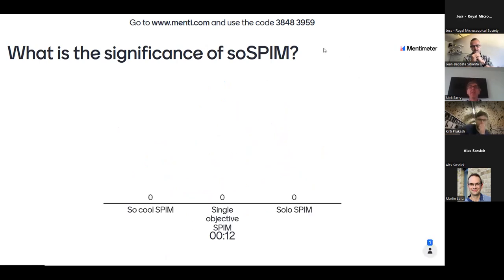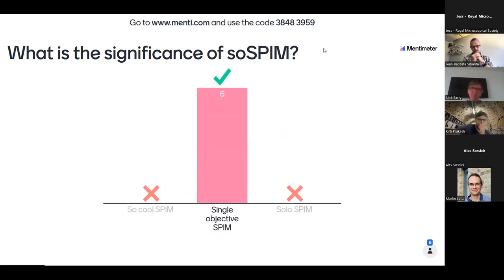What is the significance of SO-SPIM? Answer quickly. Is it so-called SPIM, single objective SPIM, or solo SPIM? And it stands for single objective.